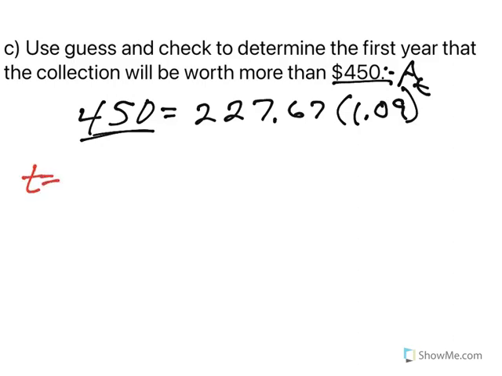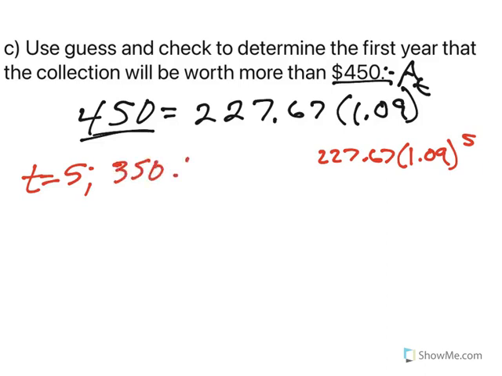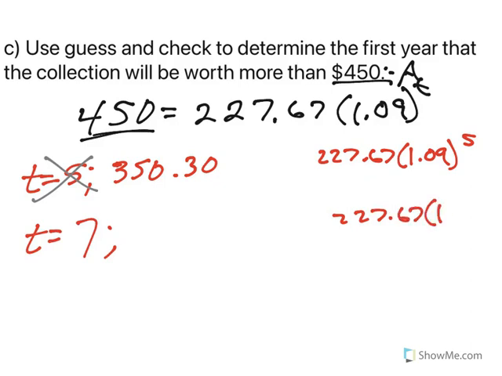Okay, so if I plug in T equals 5, because this is kind of how I roll. So I would do 227.67, 1.09 raised to the 5th power. And that gives me a value of 350.30. Well, that's too low. So that's not going to work. Okay, well, I don't want to double that. That'll be way too high. Let's go T equals 7. Okay, so 227.67, 1.09 to the 7th power, and that gives me 416.19.